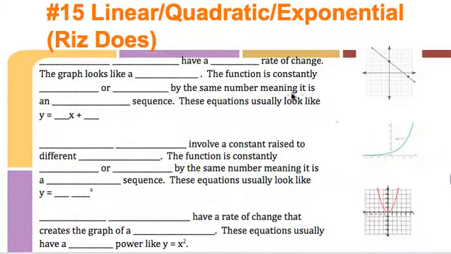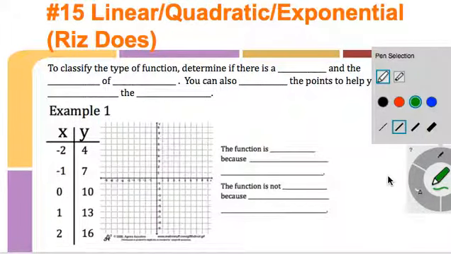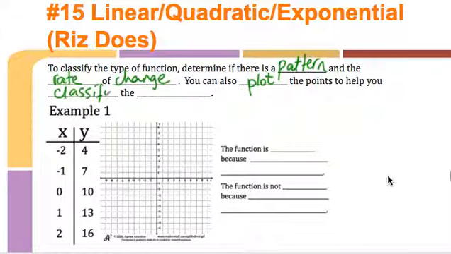So today we're going to be looking at if you had a table and a graph, how would these look differently? Okay, so to classify the type of function, determine if there is a pattern and the rate of change. You can also plot the points to help you classify the function.